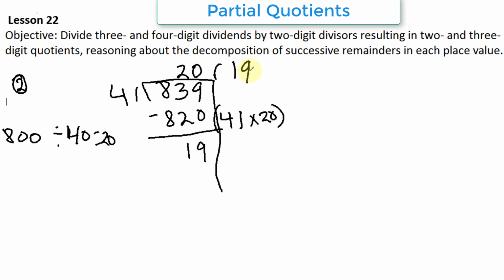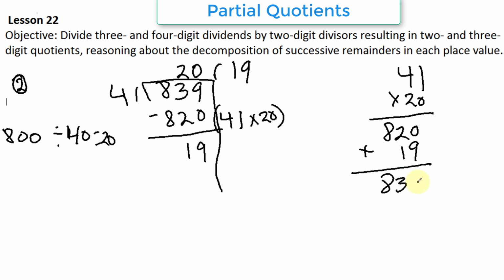We can go ahead and check. We take our divisor times our quotient. We have 20, times 41, which we know is 820. Add our remainder of 19. We have 839, which is a match.